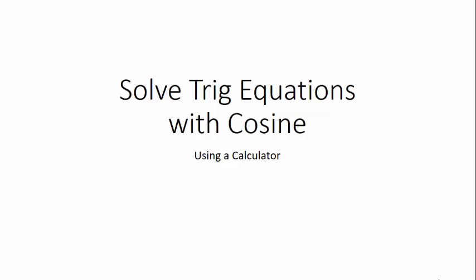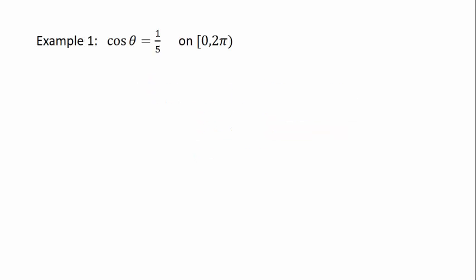We're going to look at trig equations again, this time with cosine, using the calculator. So here's my first example. Cosine of theta is equal to 1/5. And I'm looking for a theta that lives between 0 and 2 pi.